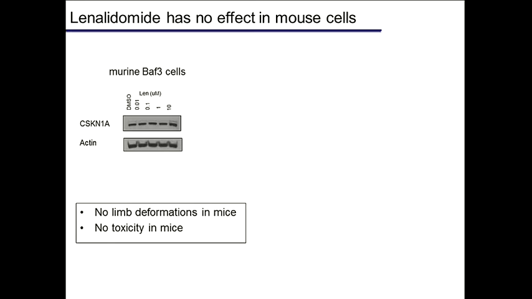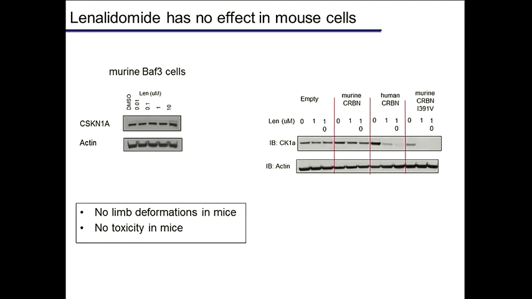And indeed, the thalidomide catastrophe happened to some degree because when rats were treated with thalidomide, there were no limb bud defects. And in murine models of myeloma, lenalidomide doesn't work. So it really doesn't seem to work in mouse cells.